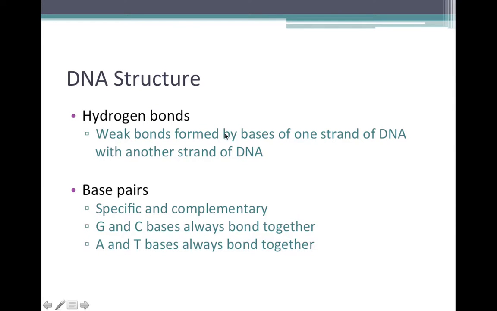Now, these hydrogen bonds are weaker, but they hold the strands of DNA together fairly tightly. However, these bonds can be broken with heat and enzymes. Now, remember, guanine always binds to cytosine, adenine always binds to thymine. So we talk about these nucleotides as having complementarity, or basically they complement each other. So guanine always complements cytosine, adenine always complements thymine.